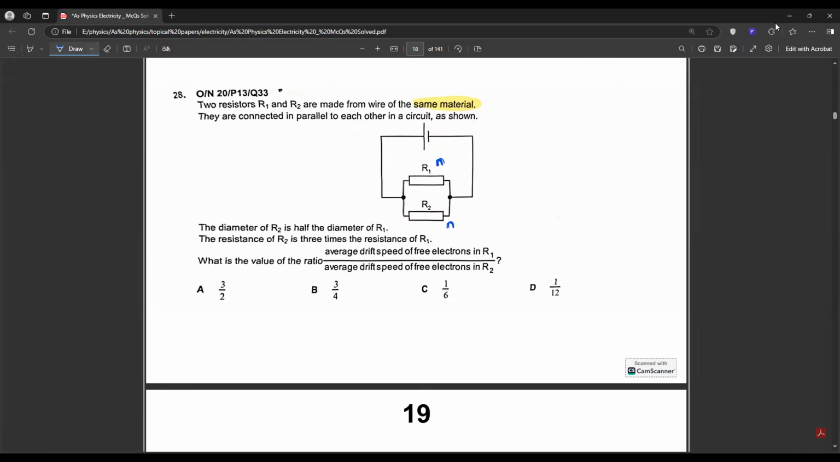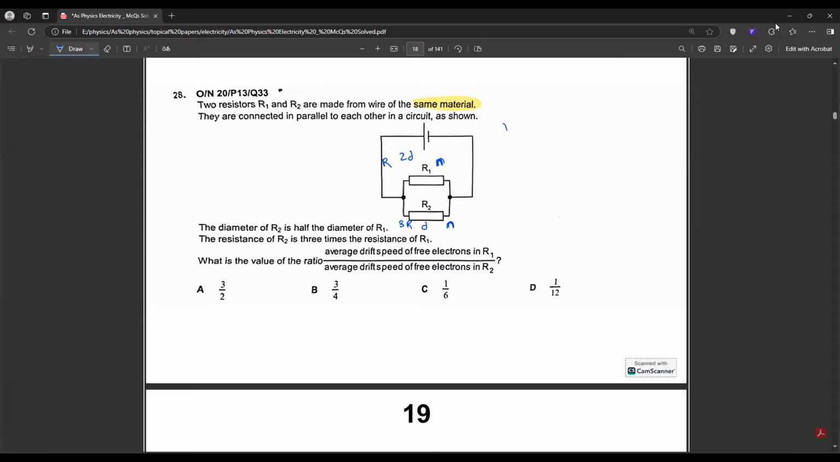The diameter of R2 is half of R1. Perfect. That means R2 can have a diameter of D, and this can have a diameter of 2D. The resistance of R2 is 3 times the resistance of R1. So let's say this is 3R and this will have a resistance of R. You have to calculate the ratio of drift velocities.